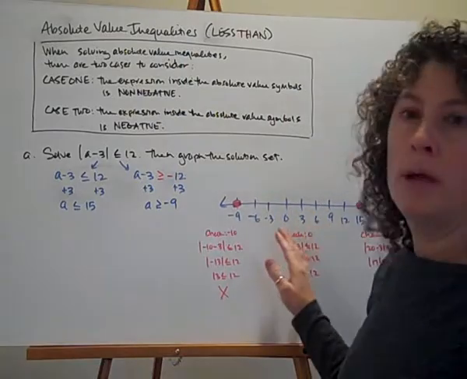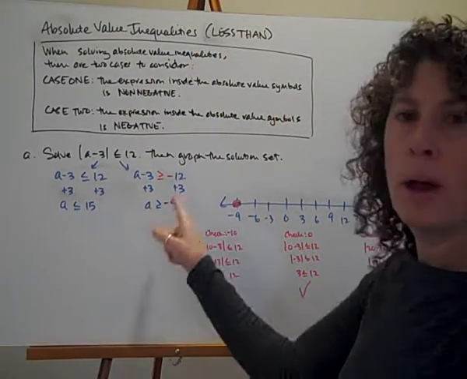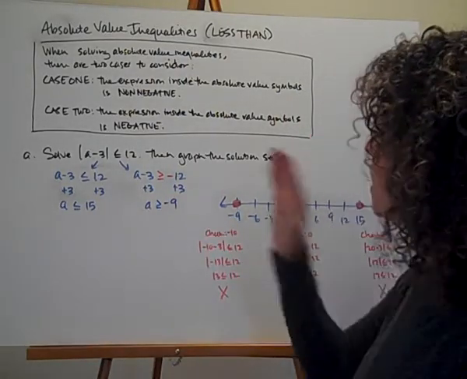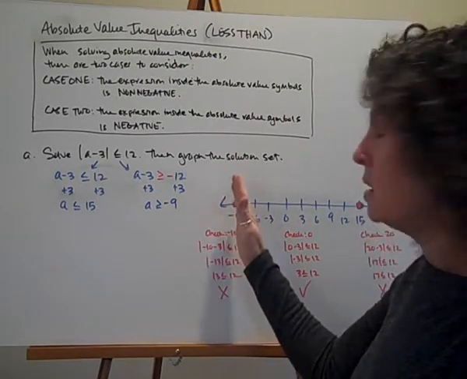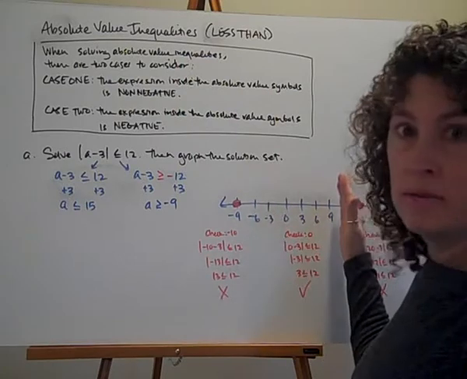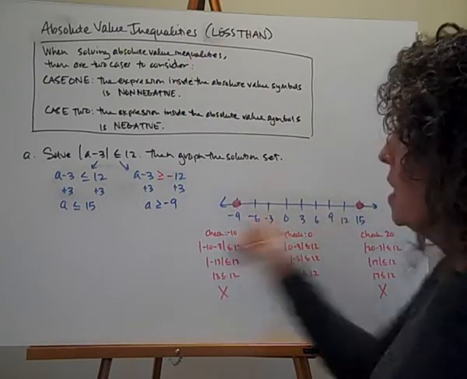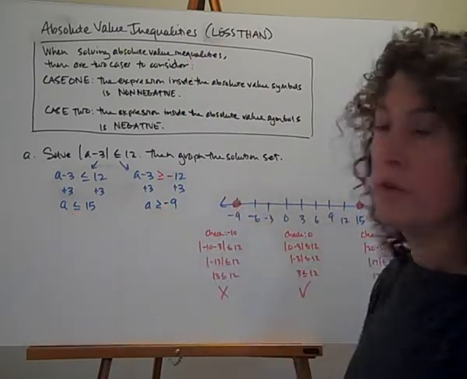So I'm going to go to my number line, and I know these are my boundaries. I'm splitting up my number line into three parts here, so I end up with numbers that are less than negative 9, numbers that are in between negative 9 and 15, and numbers that are larger than 15. I've done solid dots here because these are both equal to.